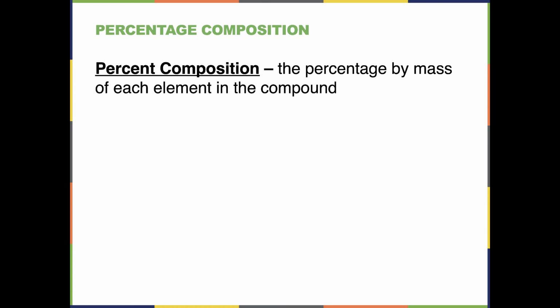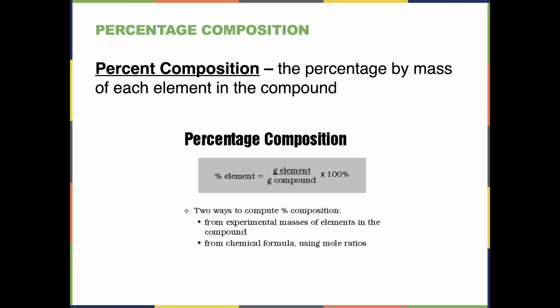The percentage composition by mass is the percent of each element that makes up a compound. The percent of any particular element in that compound is the mass of the element divided by the mass of the compound times 100. There are two ways to compute this. First is using experimental masses from experiments, and second is from the chemical formula using molecular or mole ratios.